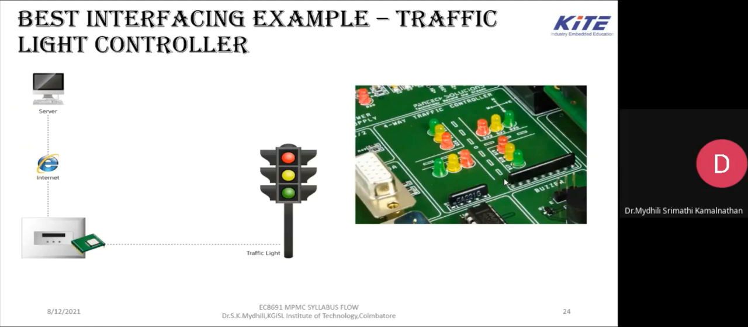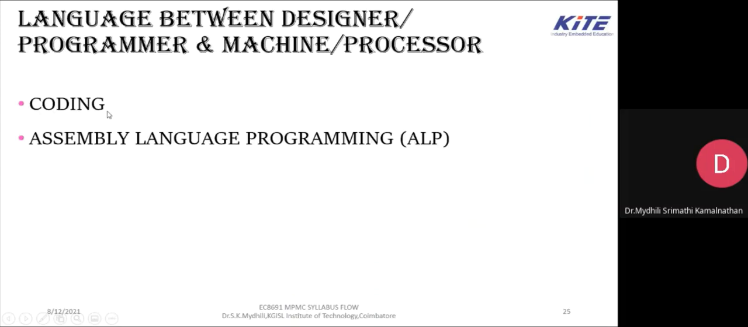So you need to know how this machine understands. Machine, in the sense here, means the processor: how it understands based on what the programmer or the designer is doing. By means of coding, the language for this processor is called assembly language programming.